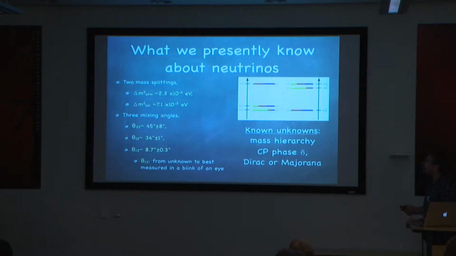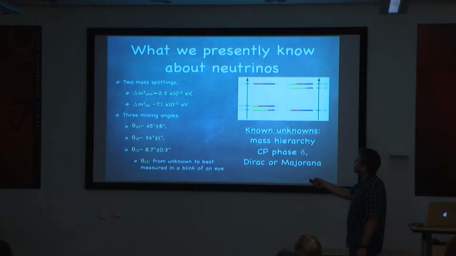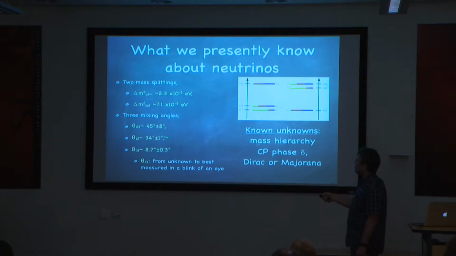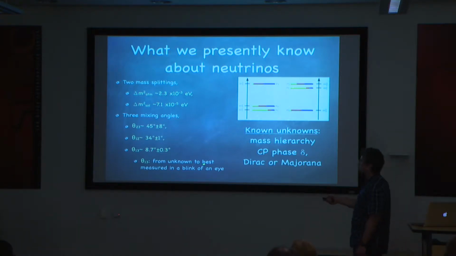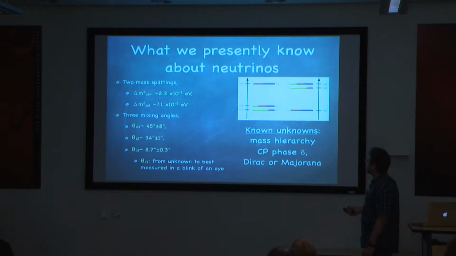What we know now is that there are 2 mass splittings that have been measured quite well. They're shown here. One has a label atmospheric, and the other one has a label solar, a factor of 30 different. And there are 3 mixing angles, which are measured now. This theta 1,3 angle has been measured only very recently, and it went from unknown to the best measured angle in a matter of a year. So it's quite remarkable that we know theta 1,3 now better than other things.